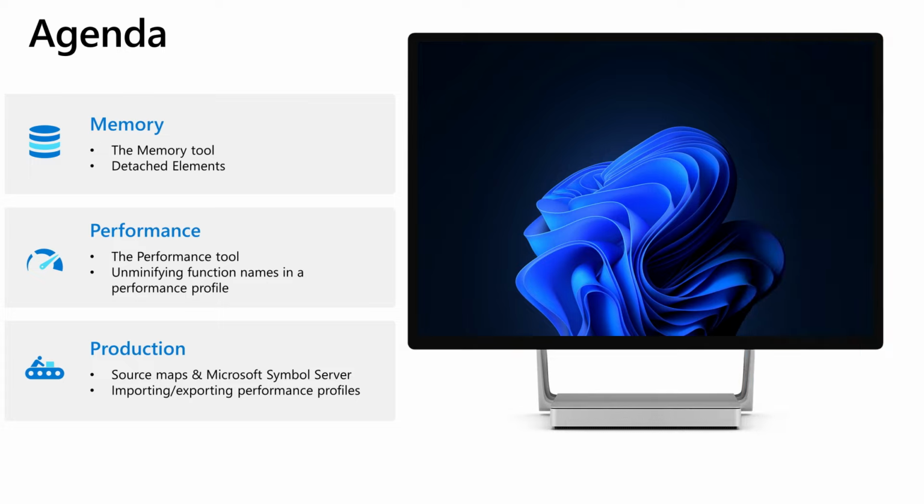In this session, my friend Rob and I want to talk to you about some new features for performance and memory analysis. We will start with an overview of the memory tool, then talk about a new feature called detached elements. We're going to show you how to unminify performance profiles, and then we're going to go over some new ways that you can integrate source maps to improve the debugging experience of production code.